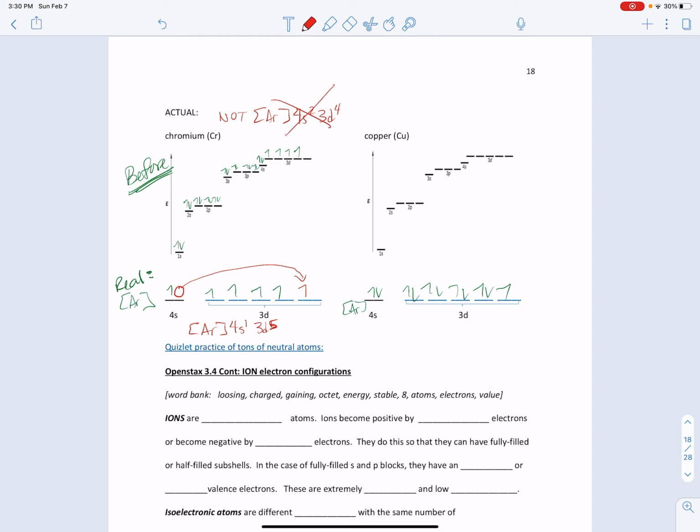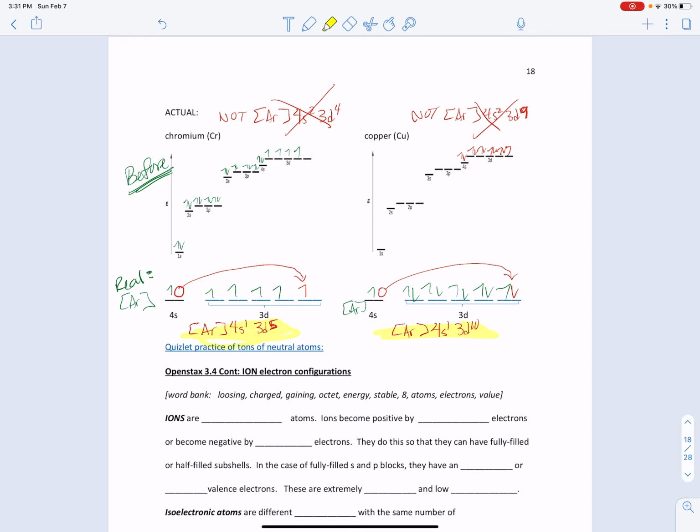It's crazy that that'll happen, right? Only those elements or columns that this happens in. It doesn't happen when you're not at the 4 or the 9 position. But yeah, copper does the exact same thing: argon 4s1, 3d10, not argon 4s2, 3d9, which is what you would predict. This is what really happens, and this is the answer for those two.